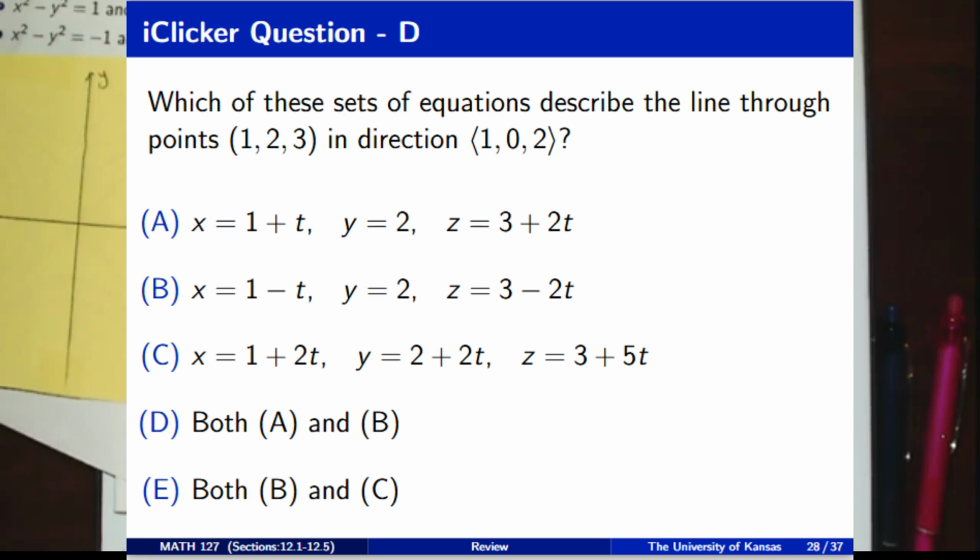And you have a point. How do you write the equation of the line? Which of these three sets of equations describe the line through point? Oh, I'm sorry, there is a typo in there. It's point, not points. Point. And there's a direction vector. Are we good? Everybody's good? Everyone?